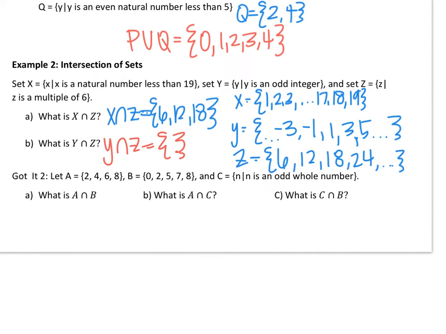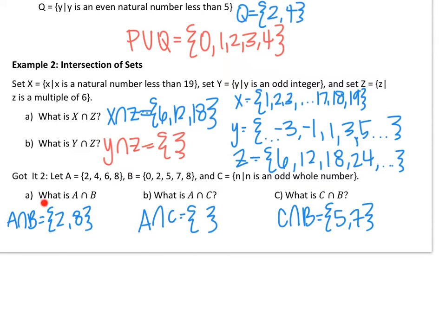Got it. Number 2. I've got set A, set B, and set C. I want to know A intersect B, A intersect C, and C intersect B. Find those 3 answers. Pause the video, and I'll give you the answers in just a second.